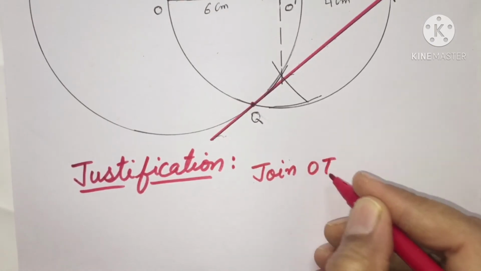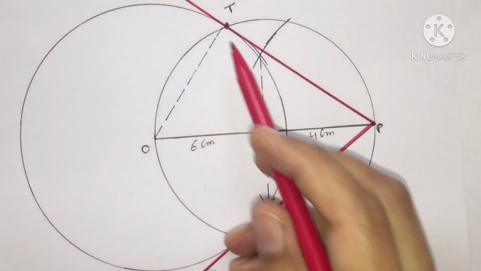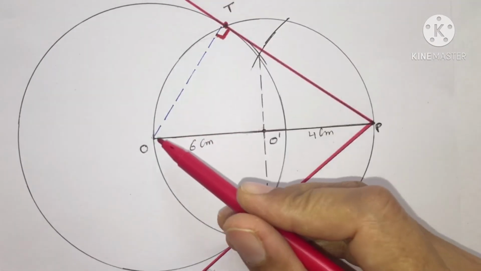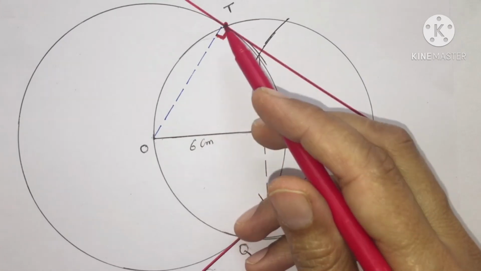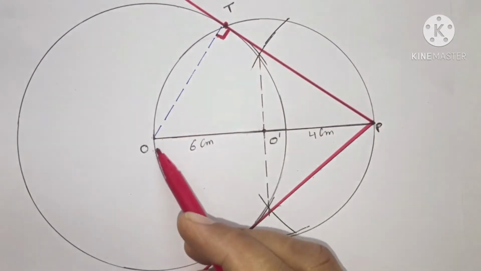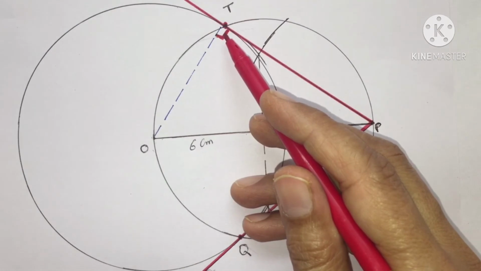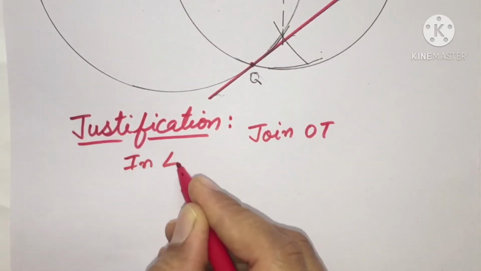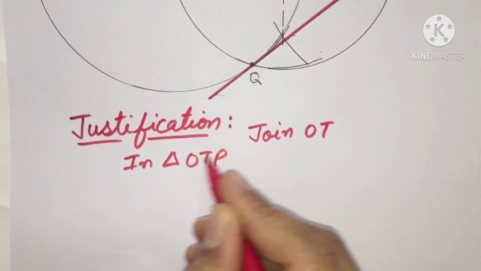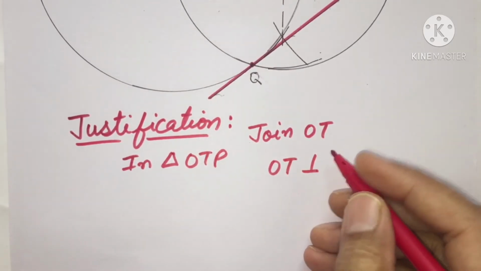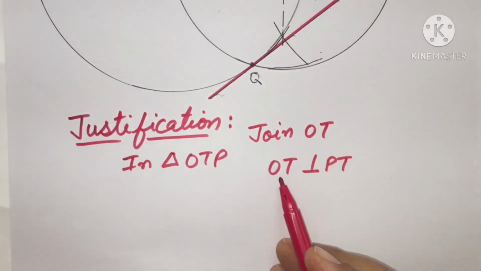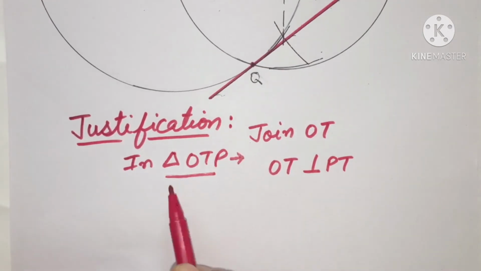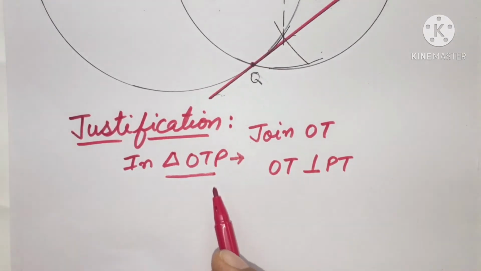join OT. Then in this triangle OTP, this is a right angle triangle, as the radius is perpendicular to the tangent, so this angle is 90 degree. So in this triangle this is 90 degree, so this triangle is a right angle triangle. So we will write in triangle OTP, OT is perpendicular to PT. This OT is the radius, which is perpendicular to the tangent. So in this triangle, because this is a right angle triangle, we can easily use the Pythagoras theorem.